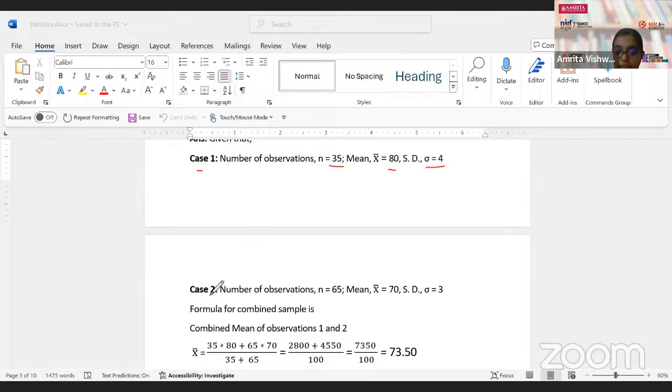Similarly, there is a case 2 also, where the number of observations is 65, the mean x bar is 70, and the standard deviation is 3. So you have 2 cases, case 1 and case 2. Now, you have to understand the formula for a combined sample before solving this question. So we'll initially look at the formula and then we'll start solving this question.